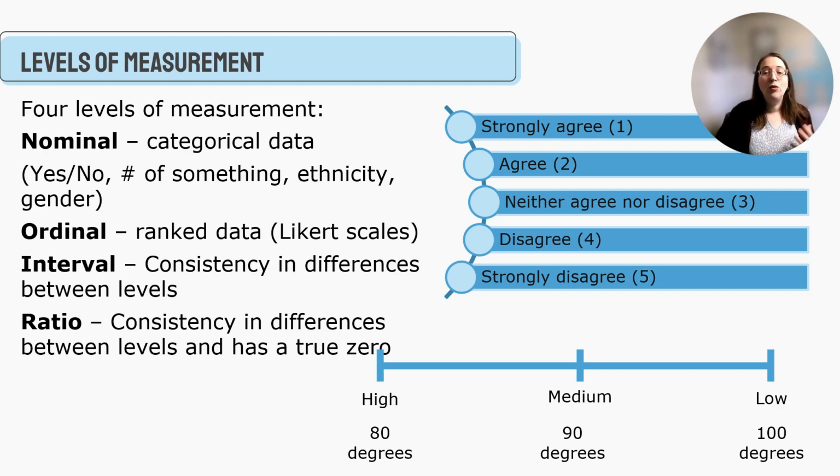With ratio, you can do a proportion. You can say 50,000 is twice as much as 25,000. You can say that 20,000 is twice as much as people who have 0, and you can start coming up with proportions. So again, with interval, you do have consistency in differences between levels, but you don't have a true 0. You can go into negative numbers. Or with ratio, you do have consistency in differences between levels, and there is a true 0. So those are the differences.